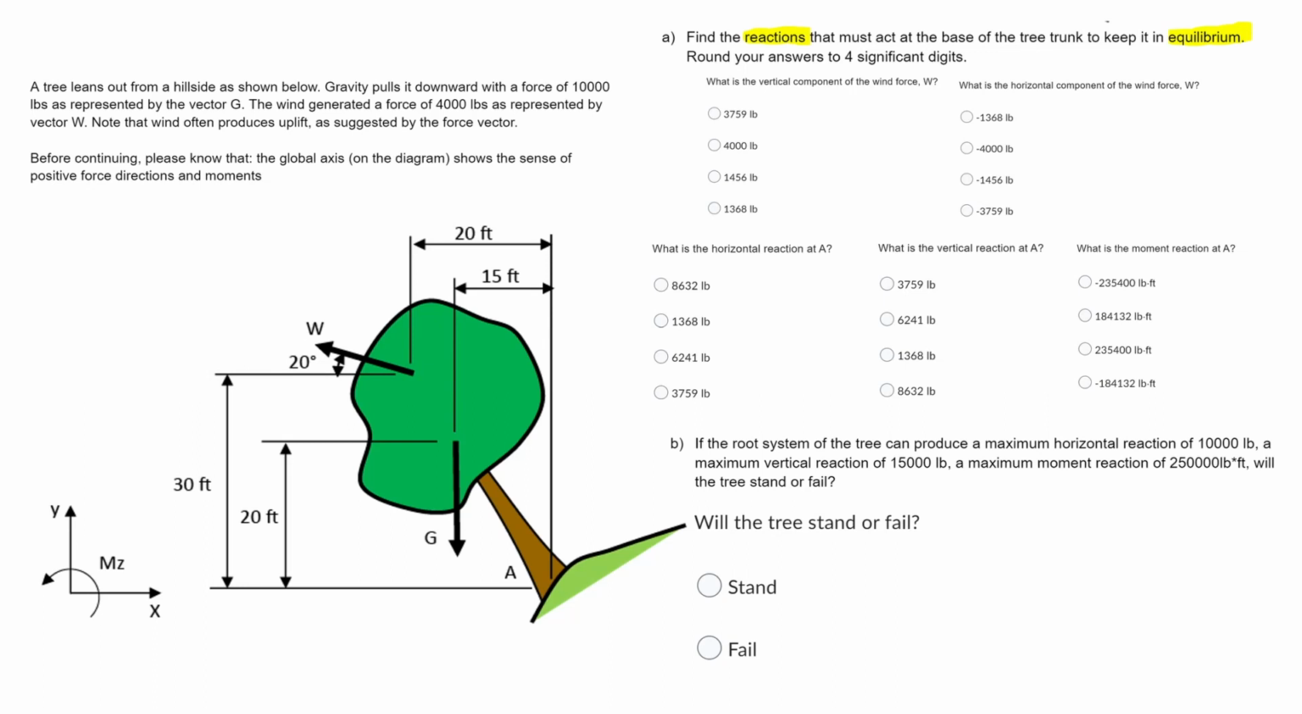So in order to do so, we need to figure out what the vertical and horizontal components of the wind force are, as well as the horizontal, vertical, and moment reactions at A. And in part B, we take this a step further, where we are put under specific conditions and need to figure out whether this tree can withstand those conditions. So will the tree stand or fail?